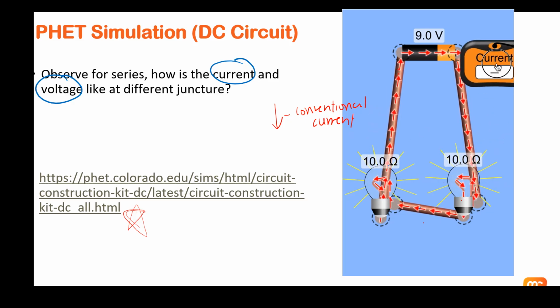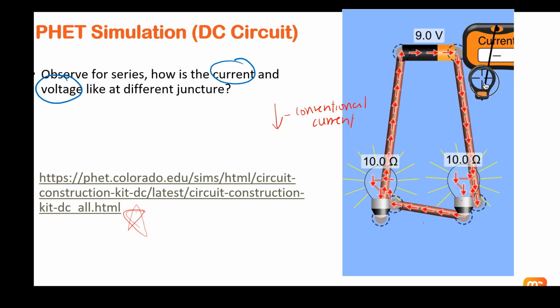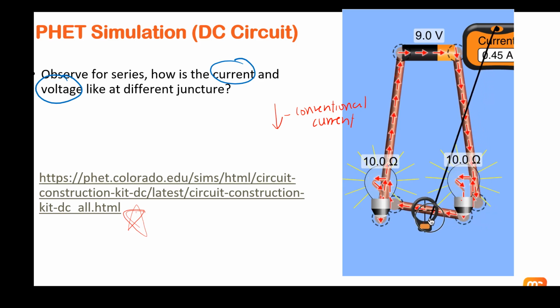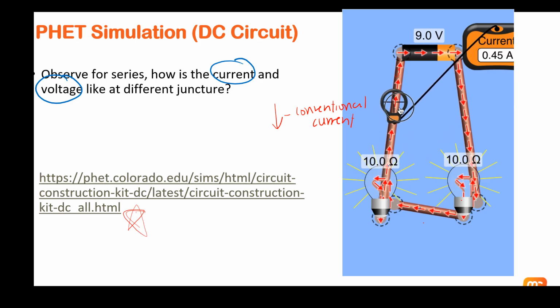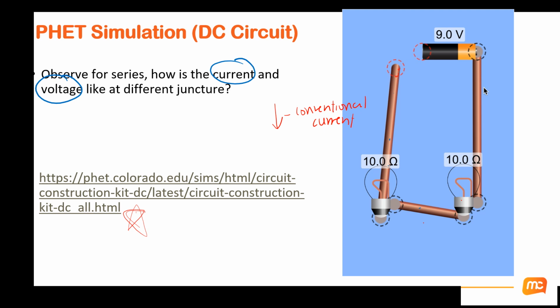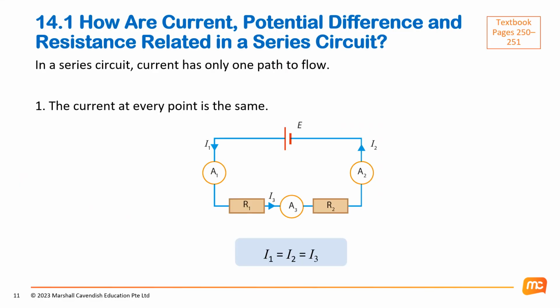Okay, so this one is to measure the current. Take a look again. See how the current changes at different points of the circuit. Right, so based on this video, the conclusion that we get is that the current at every point for a series circuit is the same. Okay, because there's only one path for it to move through anyway. So the current has to be the same.